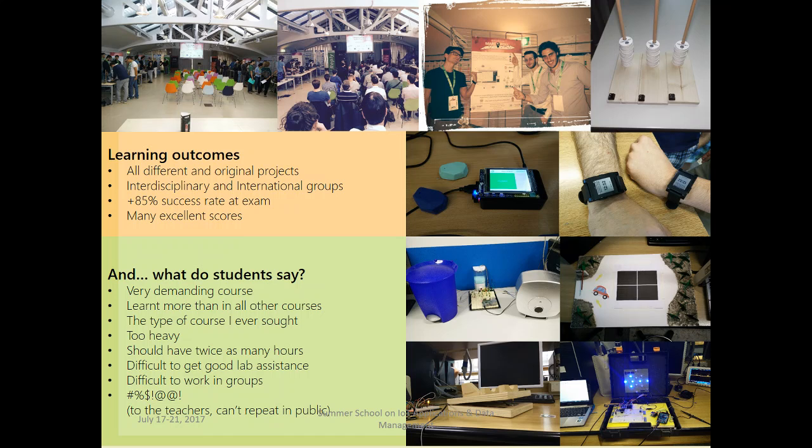It's difficult to get good lab assistants. This is an issue, because you have 18 groups working in a lab with one or two teachers assisting them. So if they have a particularly complex issue, it's difficult to have time for everybody. We would need more lab assistants, but we don't have them. It's difficult to work in groups. They discovered that. That's important, because it's always difficult to work in groups, even in the workplace, not just in school. Well, there was some work that we cannot repeat in public.